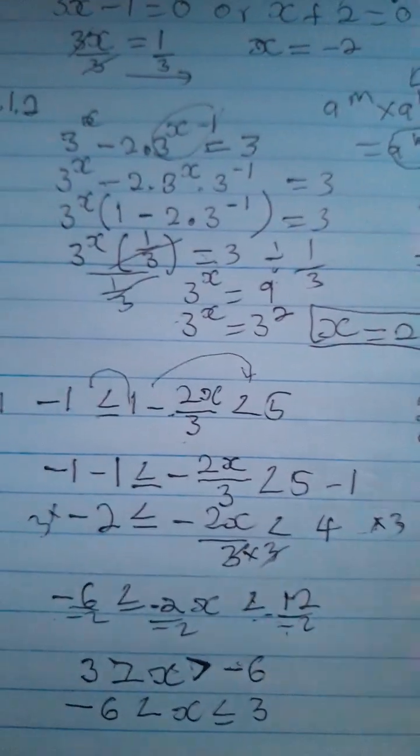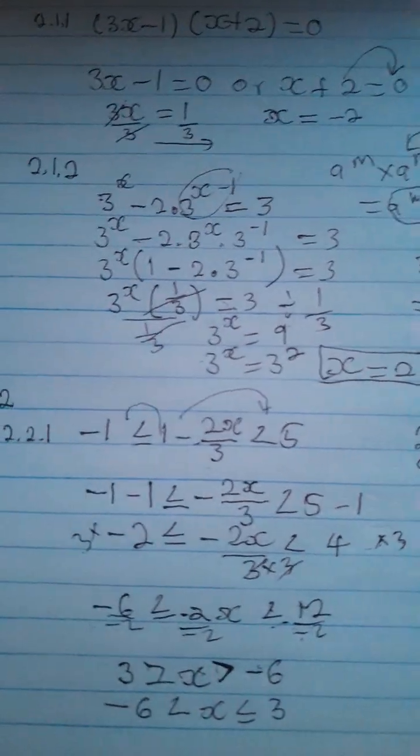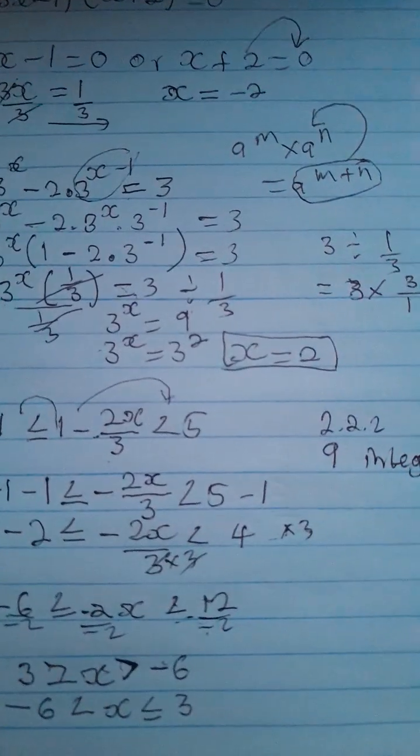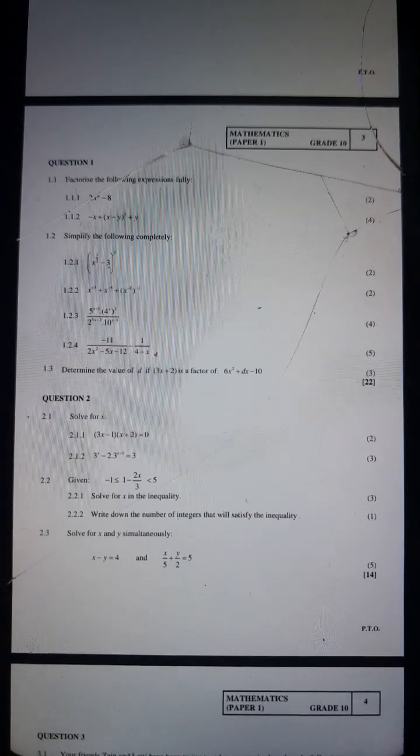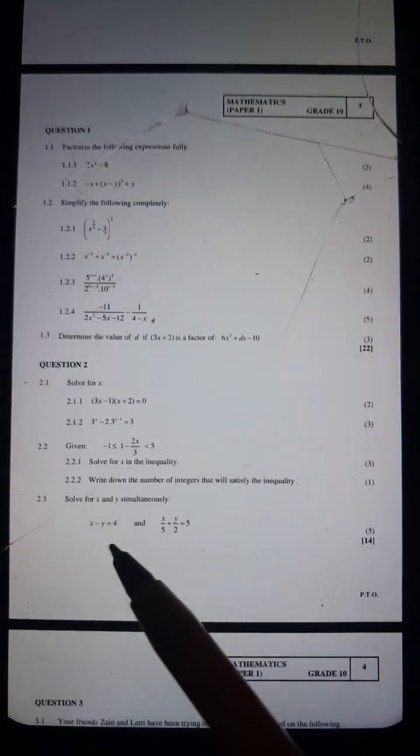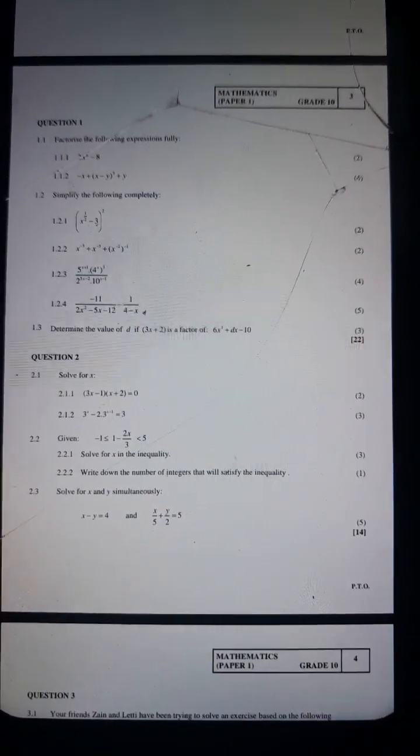So you gotta check, guys, right? You gotta check at 2.2.2. Then we are at our last question. Our last question, guys, involves a simultaneous equation. This is a linear simultaneous equation since we're working with grade 10. So at 2.3, that's 5 marks. Solve for x and y.